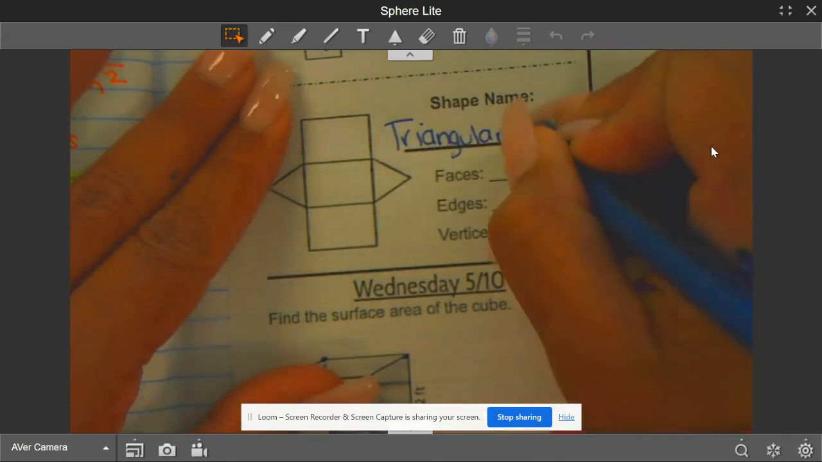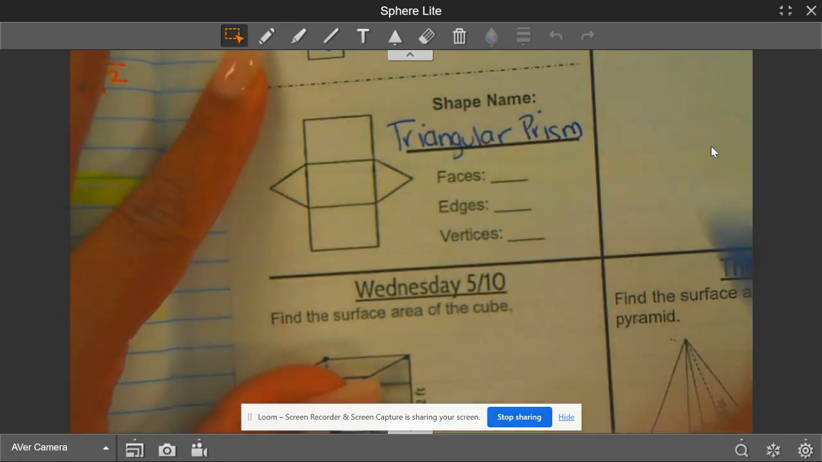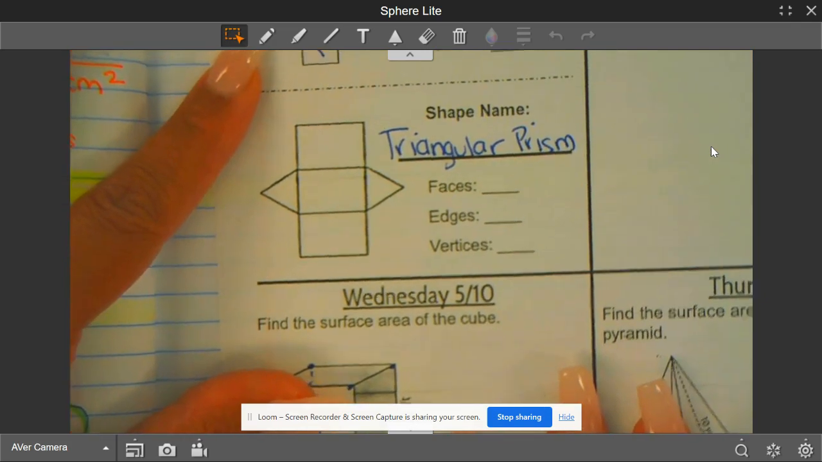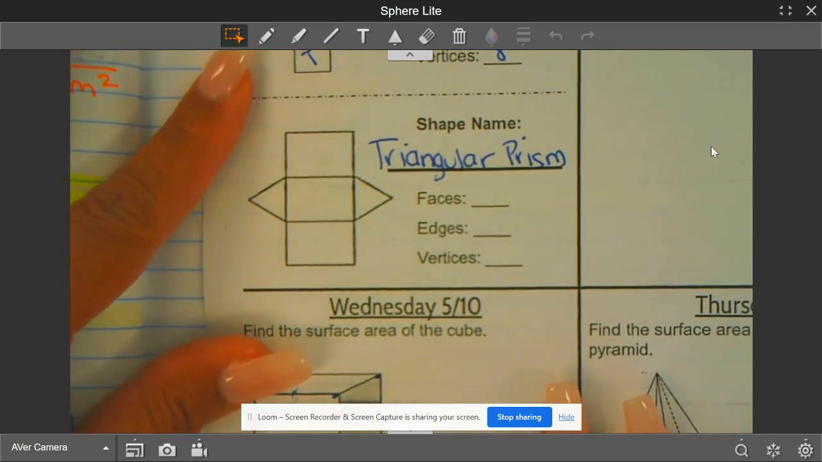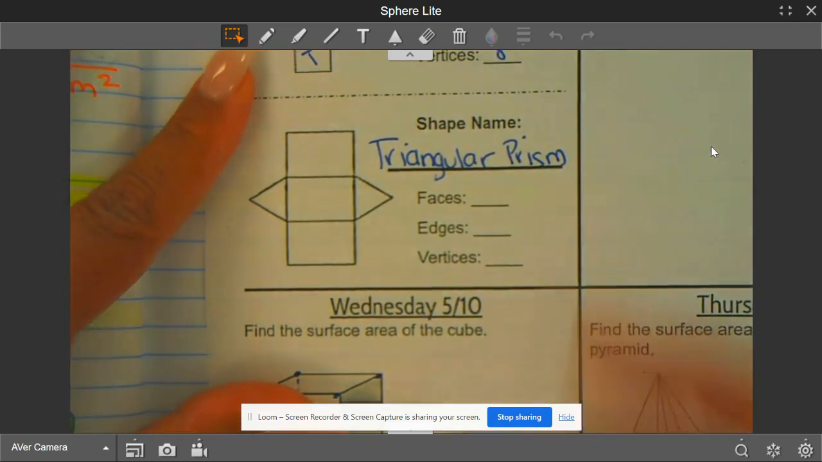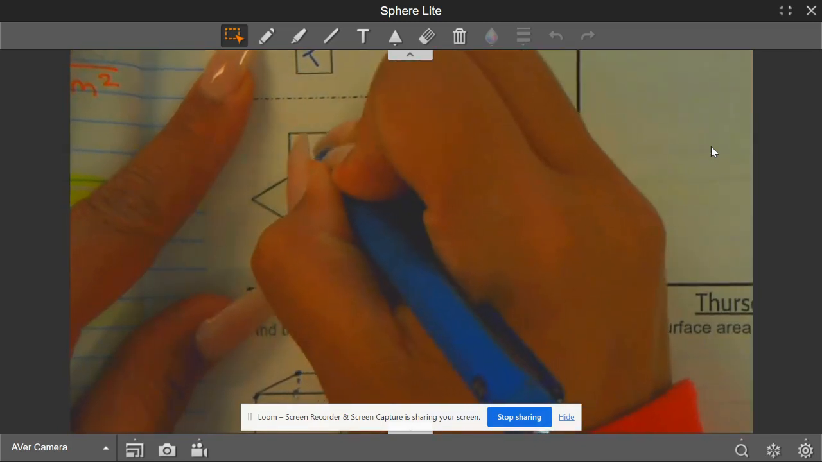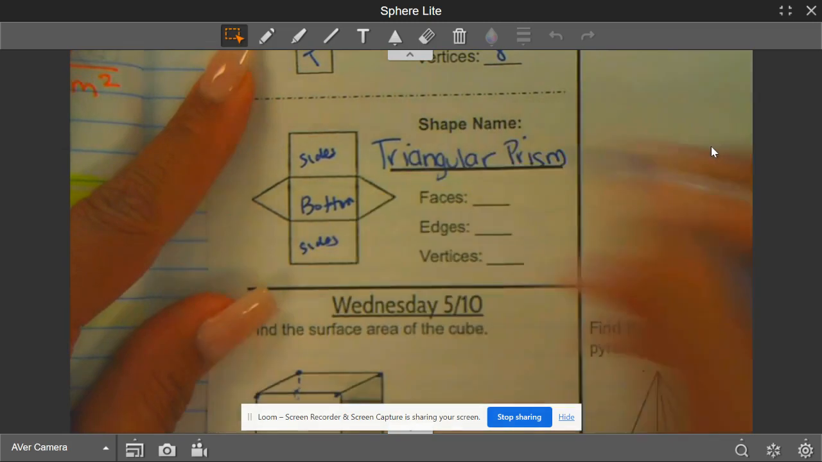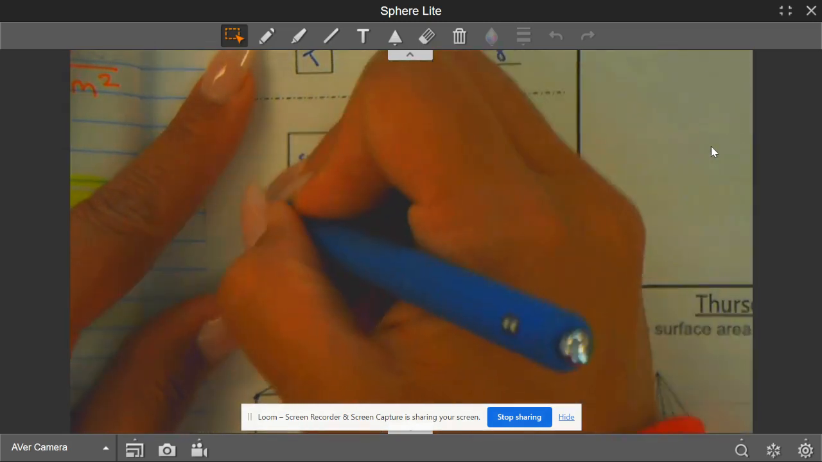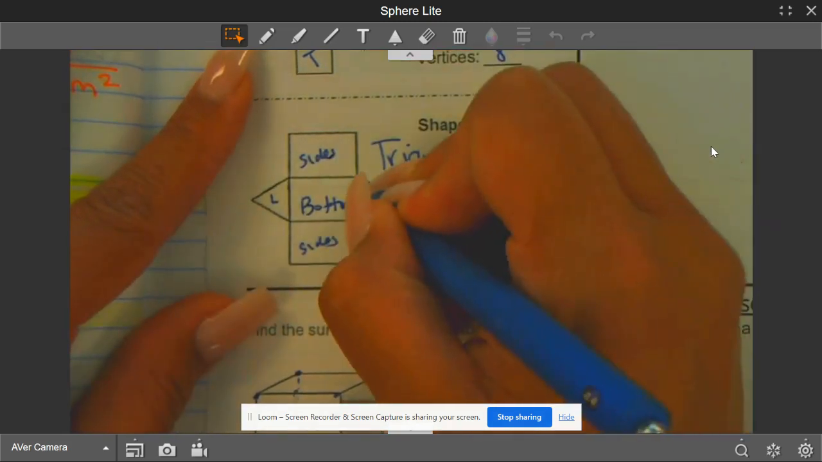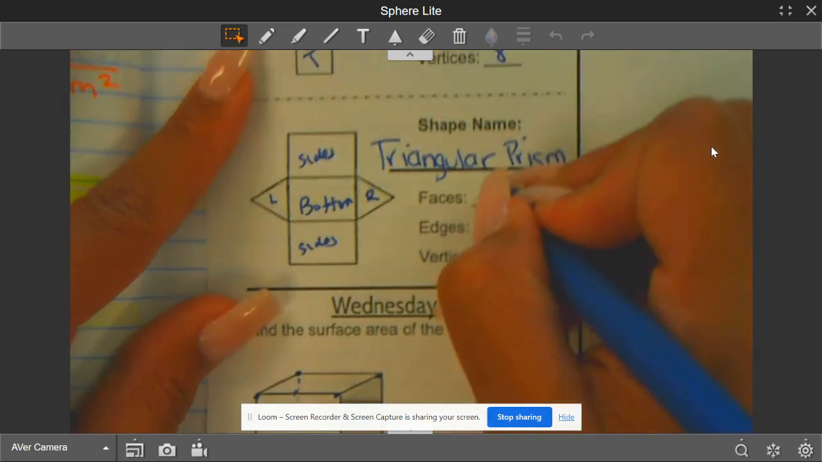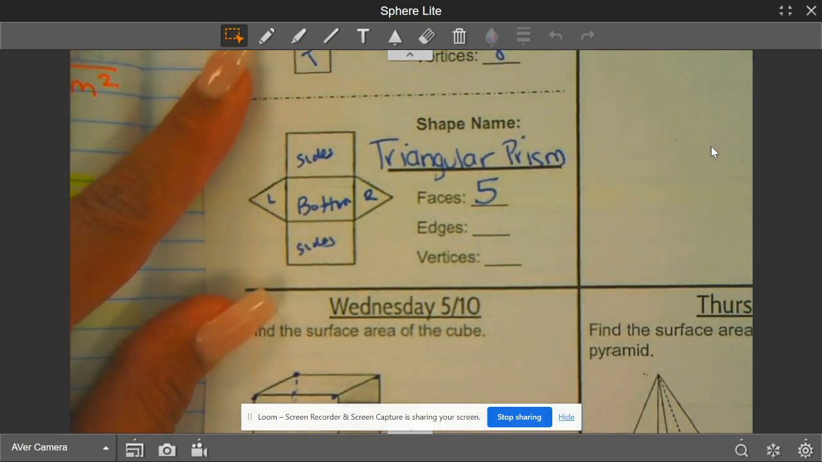Triangular prism. All right, this triangular prism, how many faces does it have? Let's see. So I have my bottom. These are my sides that fold up like a triangle. And then I have my left side and my right side. So that is a total of 5 faces.